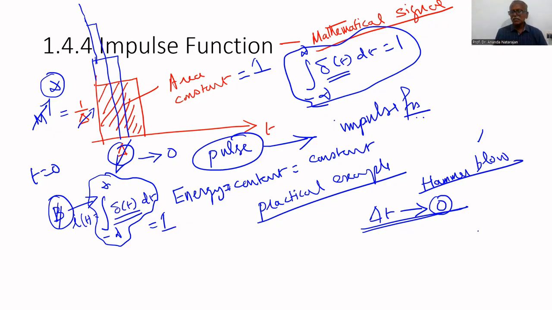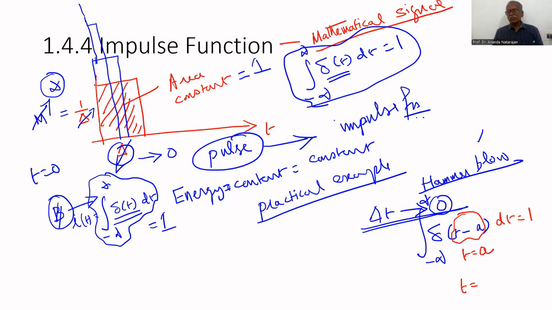So how to represent a delayed impulse function? Delayed impulse function: del of t minus a. Here also the integral from minus infinity to plus infinity of del of t minus a dt equals 1. It will exist when the argument of del becomes 0. When will it be 0? When t equals a. Therefore, it is a delayed impulse function.